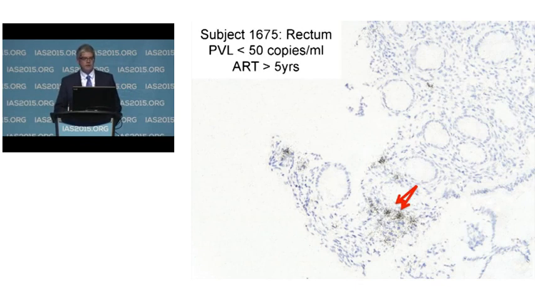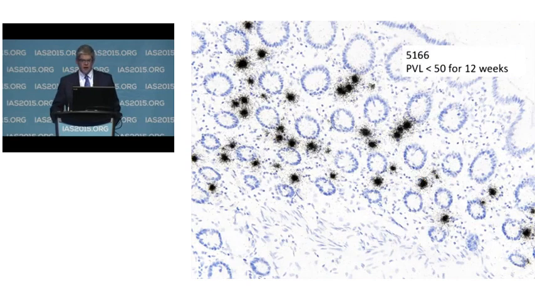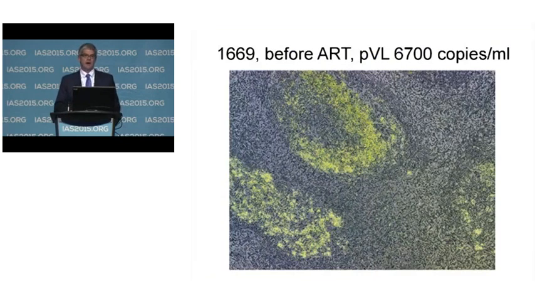Here's another patient who's been on treatment for 5 years, undetectable RNA. And you see this small focus of infection with multiply positive cells, possibly an expansion in a single isolated location. And here's a monkey who's been undetectable for 12 weeks. And in the colon of the monkey, we see this massive expansion of SIV positive cells, but undetectable in the blood.